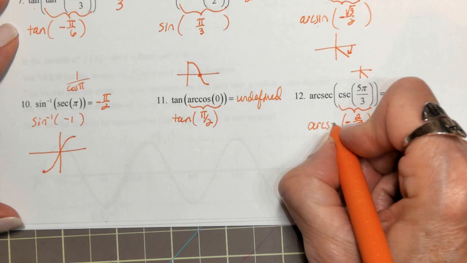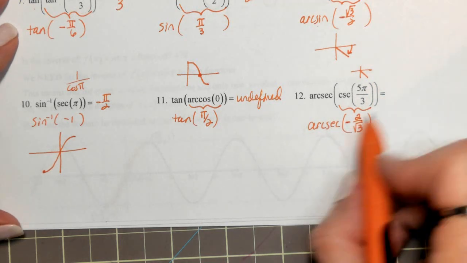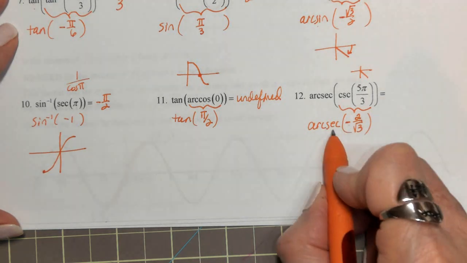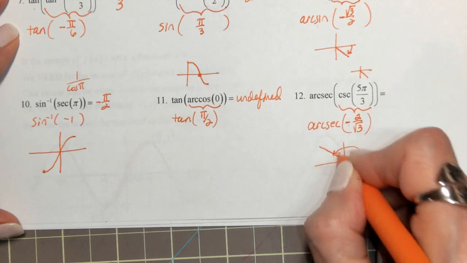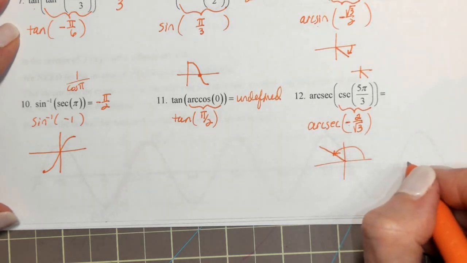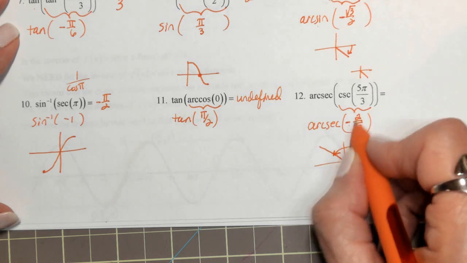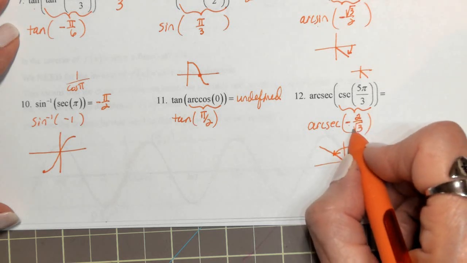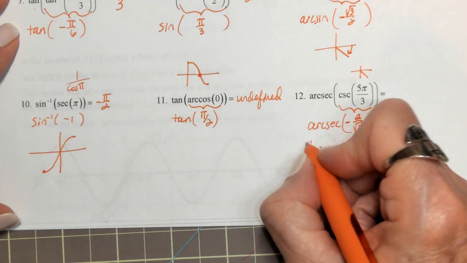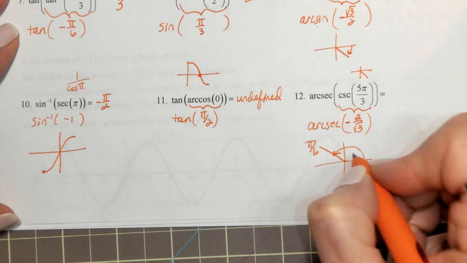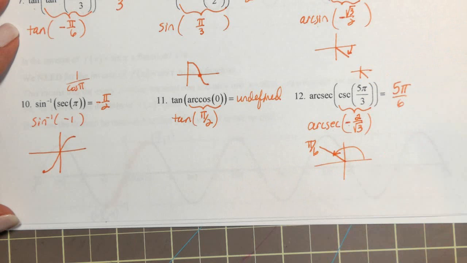Now we need arc secant of that. Okay, well, it's negative, and it's an arc secant. That means I go over here into quadrant 2 for arc secant of a negative. Now, 2 over square root 3, that means cosine is square root 3 over 2, so that means this is the pi over 6 angle in quadrant 2, so 5 pi over 6.